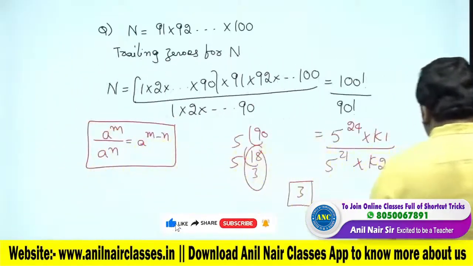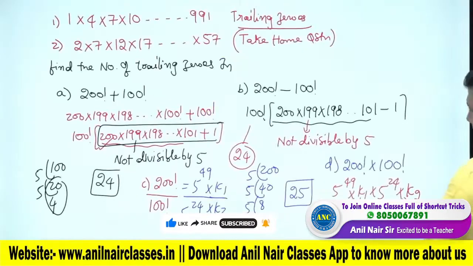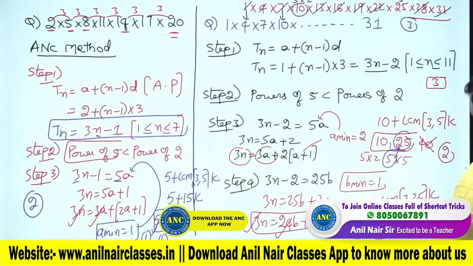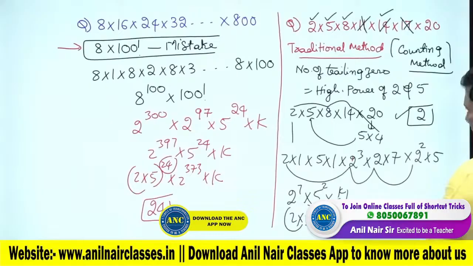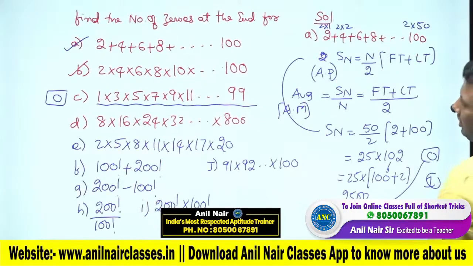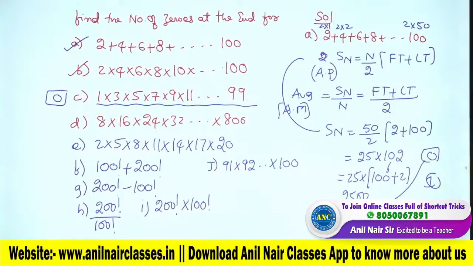Let me see if any other questions are pending. Factorial to factorial: addition, subtraction, multiplication, division. The series is in arithmetic progression: 8 into 16. Now GP also we will take.